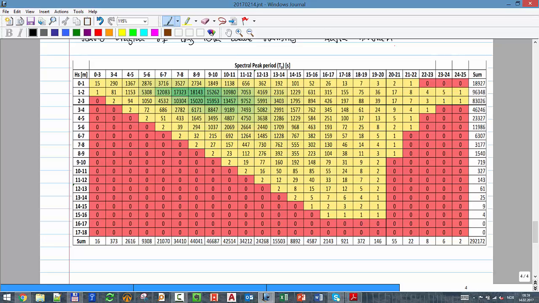Remember, 1 represents 3 hours. We are assuming that the sea is constant in these 3 hours. Yes? That clear? More or less? Okay.